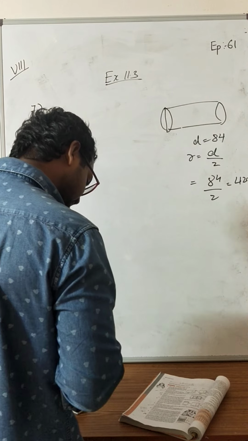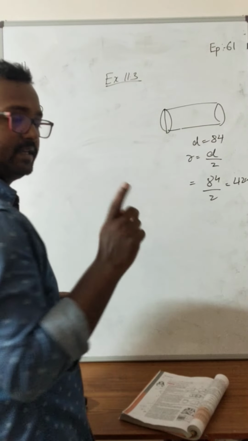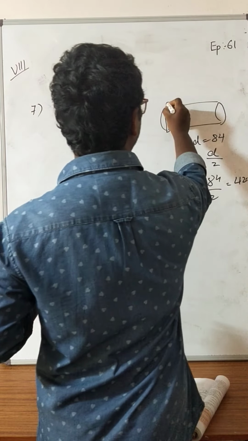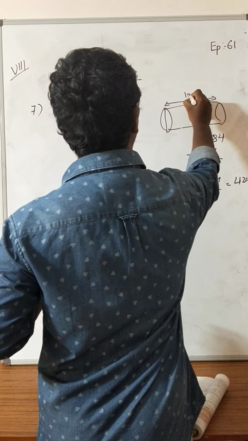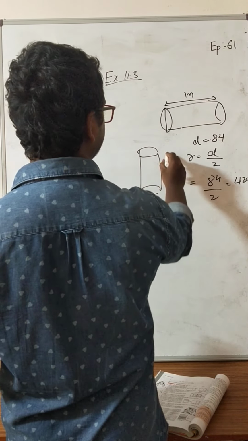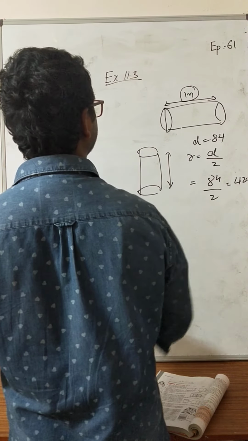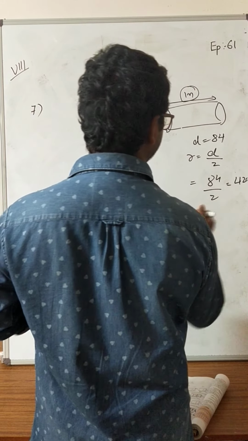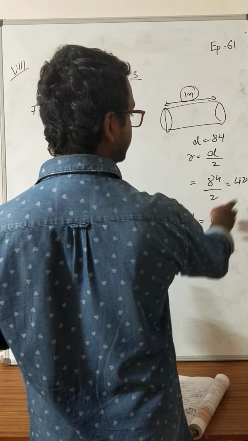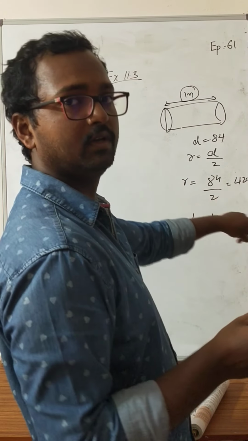And the height and the length is 1 meter. See, in this the length is actually this. This is 1 meter. If you put it like this, this is actually the height. So remember, this 1 meter is actually the height. So height is how much? 1 meter. This is in meter, this is in meter, this is in centimeter. Radius is in centimeter. So what we are going to do, we will convert that into meter.